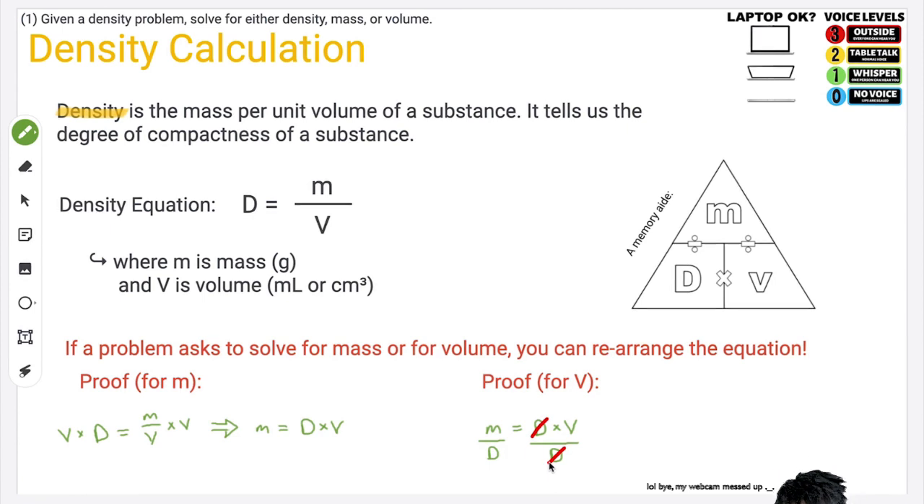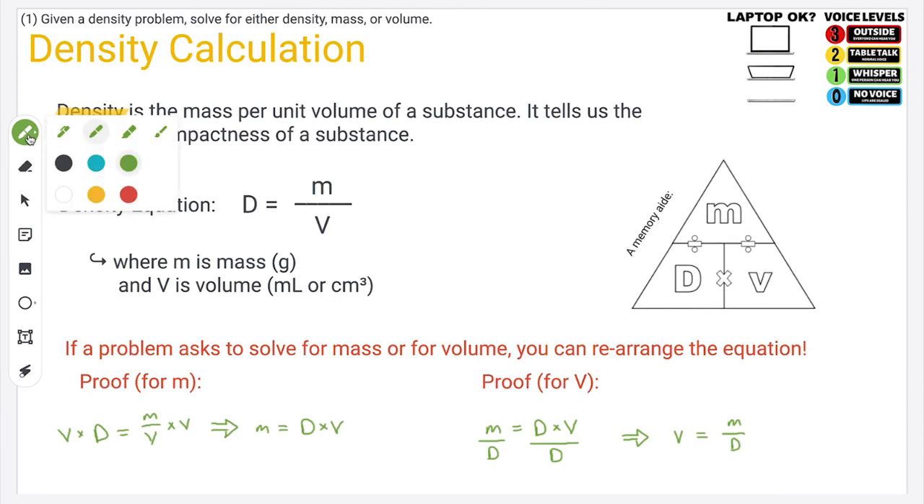And if I'm looking at this, it says volume is equal to mass divided by density. So I'm going to write an arrow. Volume is equal to mass divided by density. Okay, I just realized I erased the canceling out part. I'm going to put this back in.